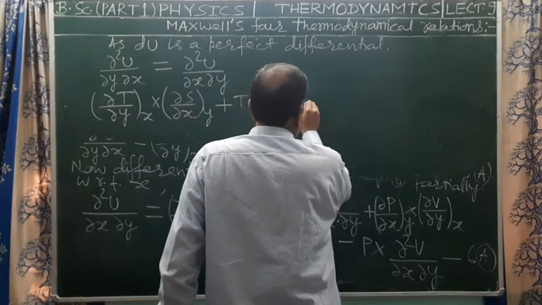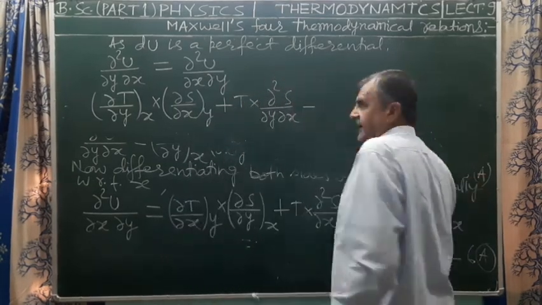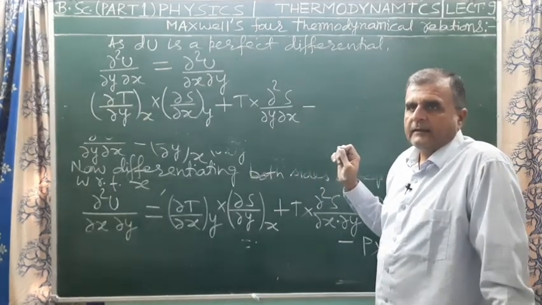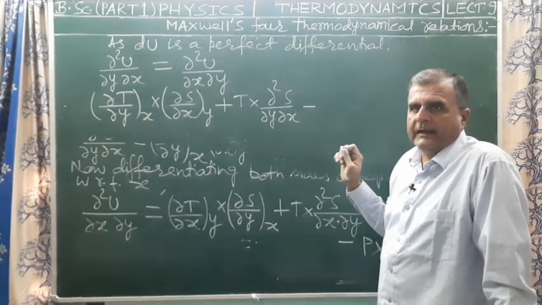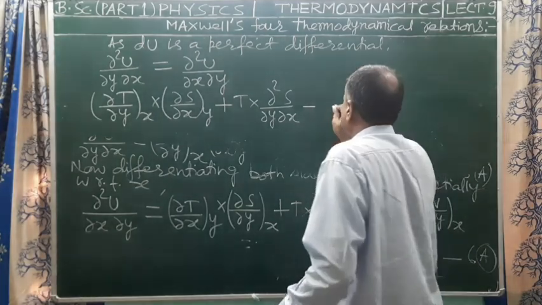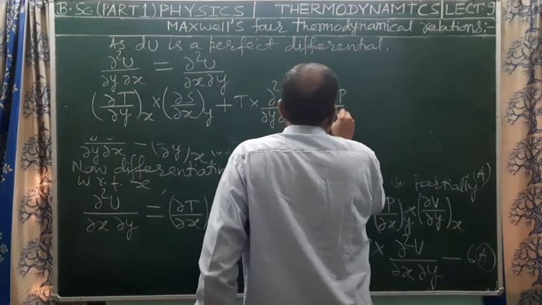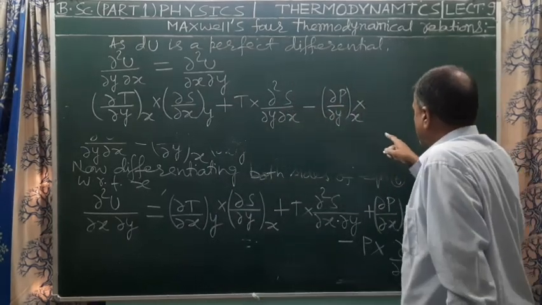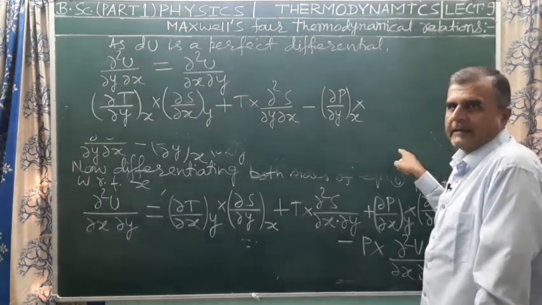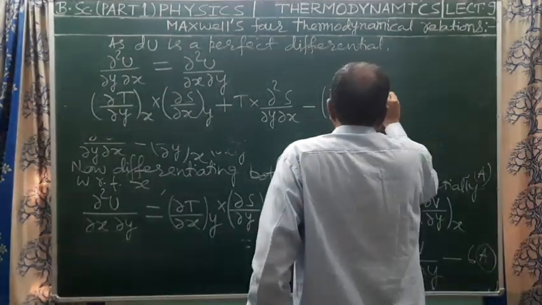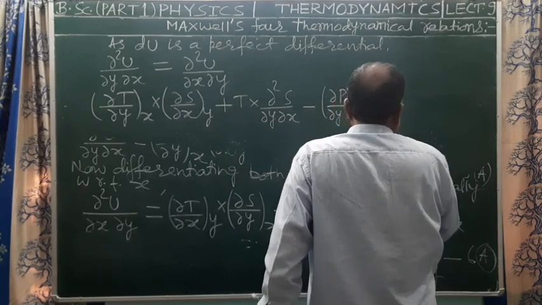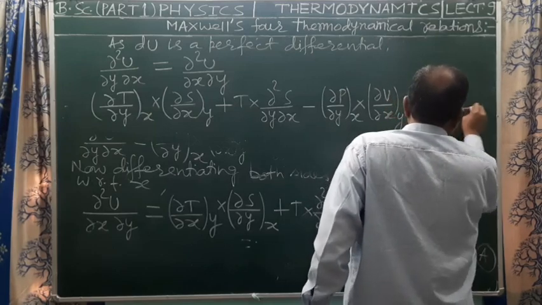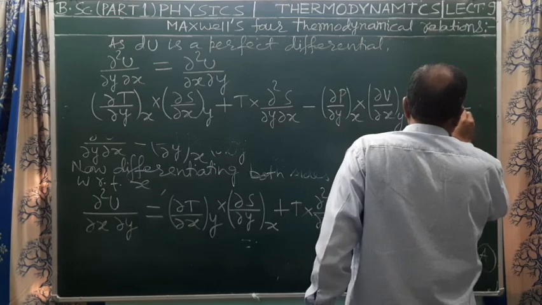Now the third term is negative, it was negative in equation 5a. Third term is minus (∂P/∂y) at constant x multiplied by (∂V/∂x) at constant y. And the last term is minus P multiplied by ∂²V/∂y∂x.